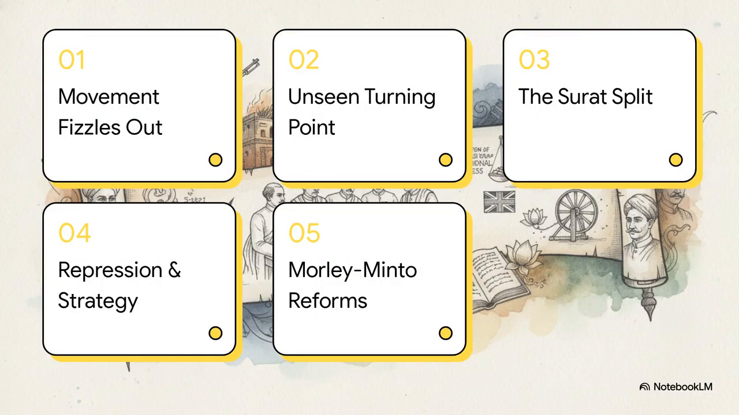Here's our map for today. We'll kick things off with A Movement Fizzles Out, uncover the unseen turning point, explore the great Surat Split, look at repression and strategy, and finally, decode the Morley-Minto Reforms.